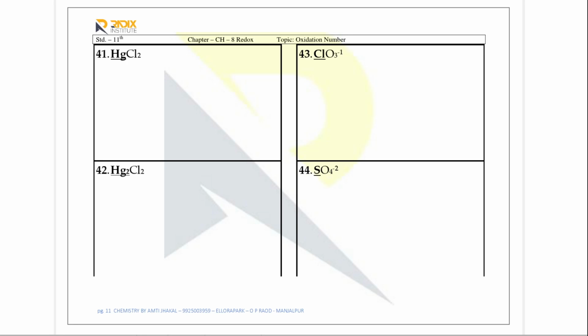Hello, welcome back to the third round of the practice of the oxidation number. In this case, we'll be practicing some more examples and we'll learn some more new concepts also.